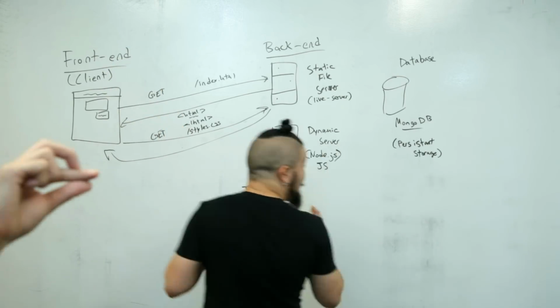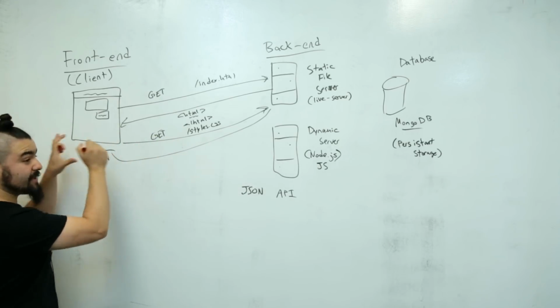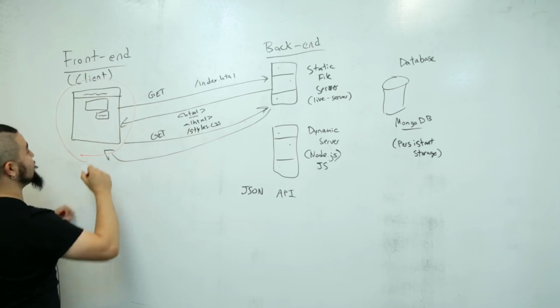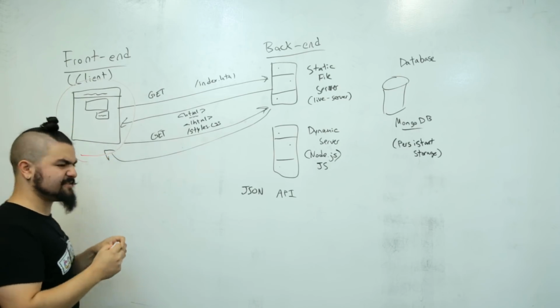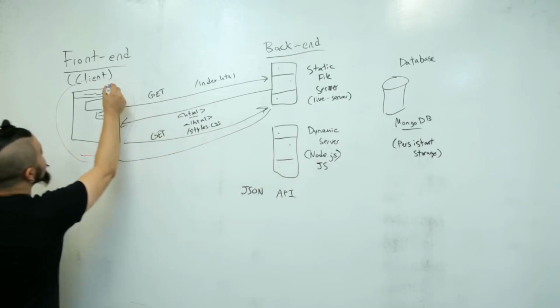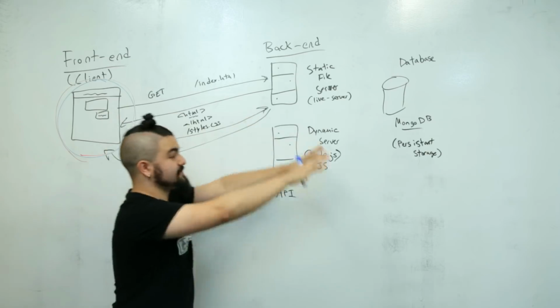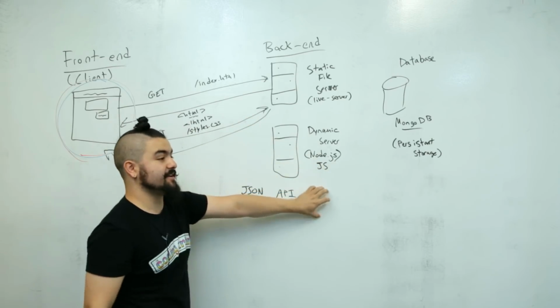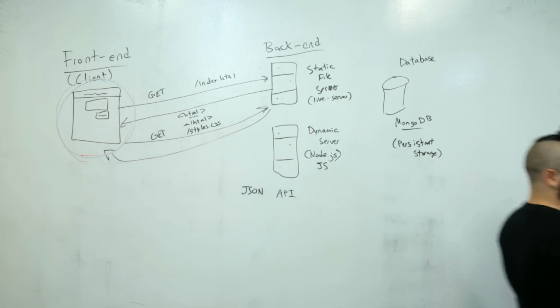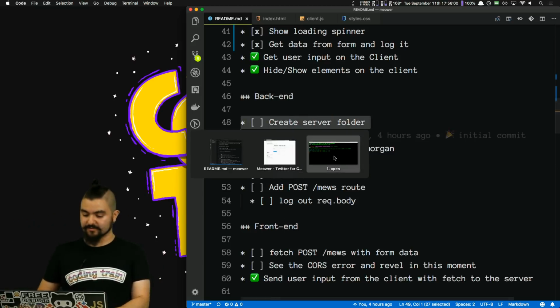So the code that we just wrote, it's very important to note, is running right now inside of the browser. I don't know if you can see that red. Let me grab a different color. So we just created that index.html. It's running in here. So what we're about to do is jump to the back end and write some code that's going to be running on our dynamic server over here. So let's do that. OK, so first step, let's create the server folder.